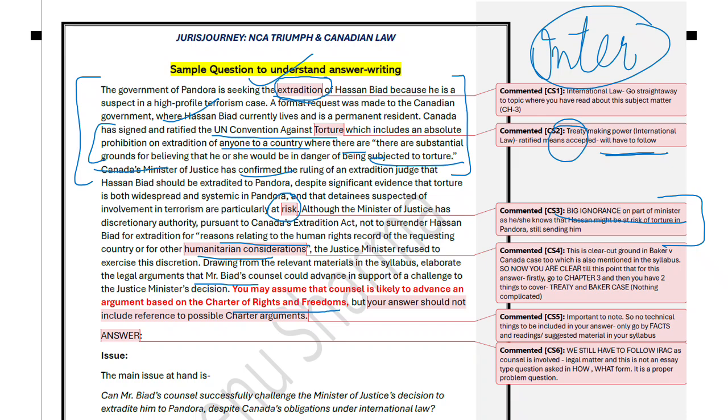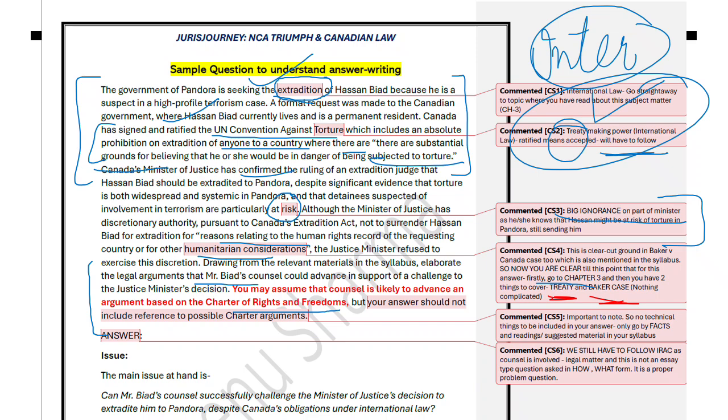So, the main issue is, so this is a clear-cut ground in the Baker versus Canada case, which is also mentioned in the syllabus. Now you are clear till this point that for this answer, firstly go to chapter 3. We have taken out here. Then you have two things to cover: treaty, Baker case. Nothing complicated. One thing that is important to note, no technical things to be included in your answer, only go by facts, reading suggested material as I just told you, no constitutional rights.